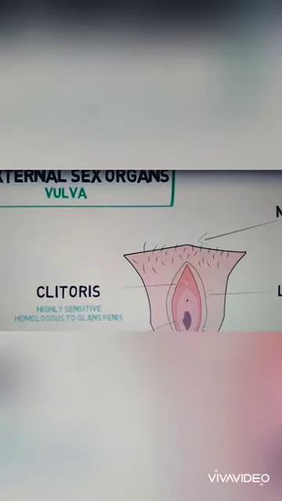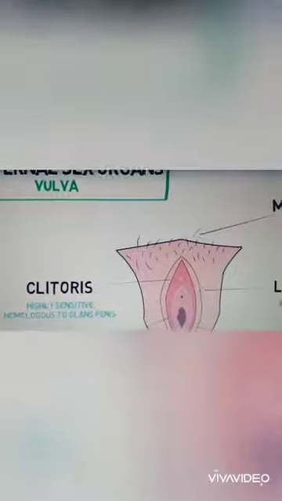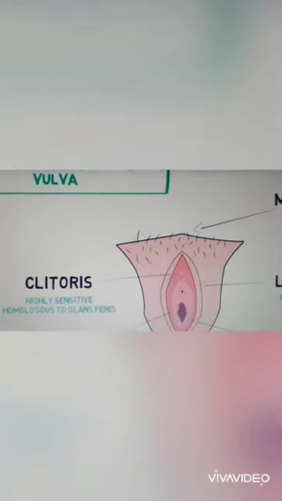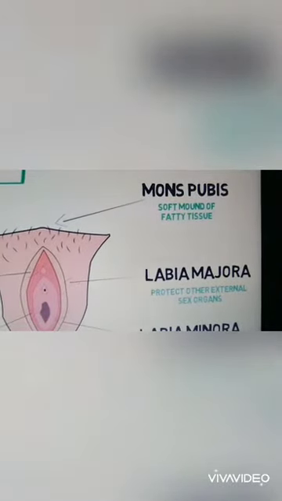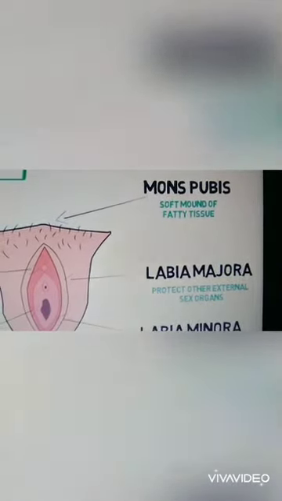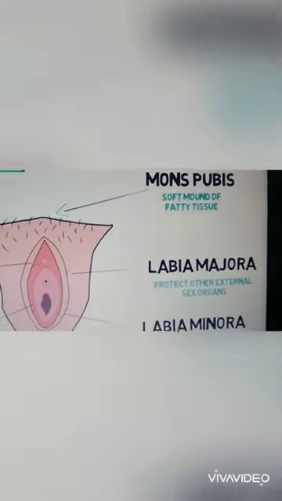The clitoris is a highly sensitive organ which is homologous to the glans penis, which is present in the male reproductive system. And then this is the mons pubis. The mons pubis is a soft fatty tissue. And then the next one is the labia majora. The labia majora protects the external sex organs.